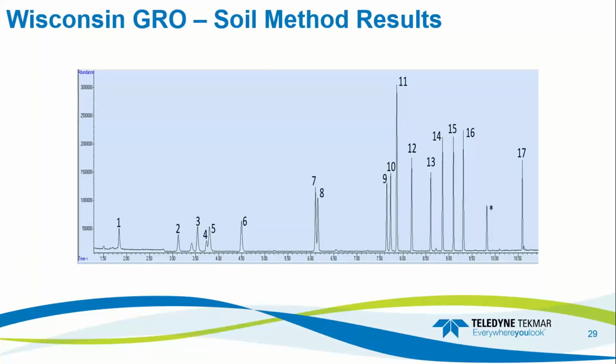Right, and here is the Wisconsin GRO soil method chromatogram for our 20 ppb. And again, we're having excellent peak shape and resolution.